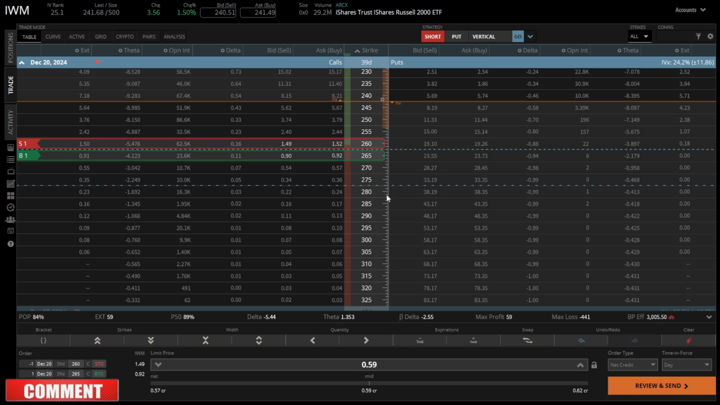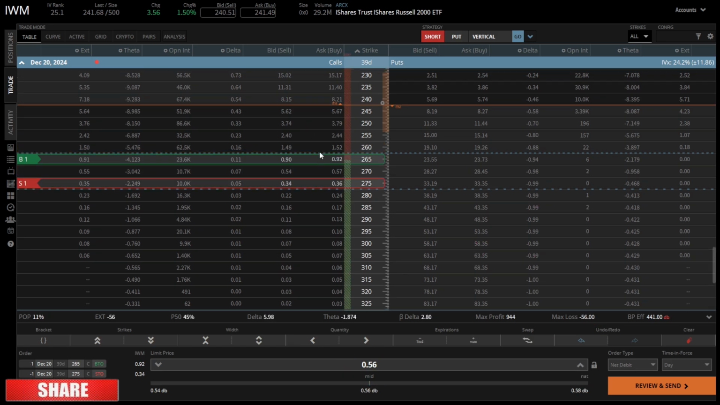In this case again, as you guys can see, $5 wide, we're going to receive 59 cents, and then our loss is going to be again the width minus the premium. So that's why we get the $441 maximum loss if the stock starts to trade above $265.